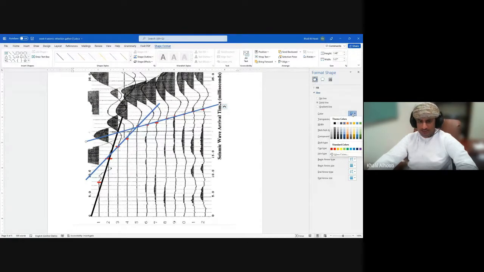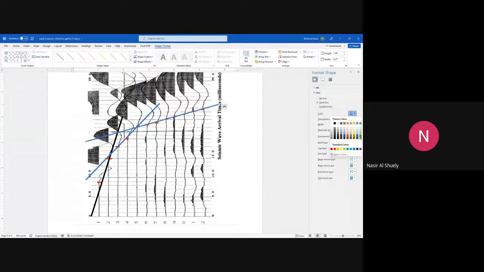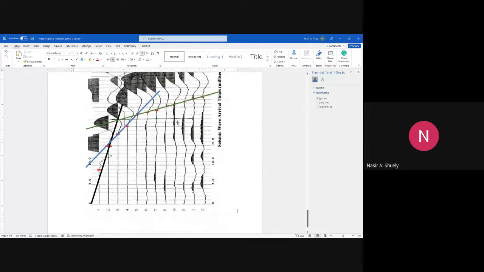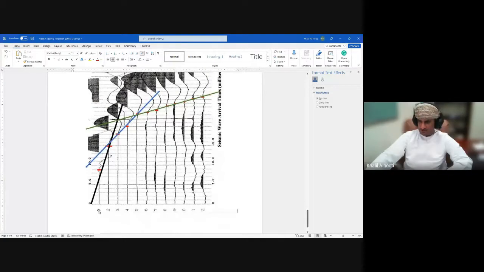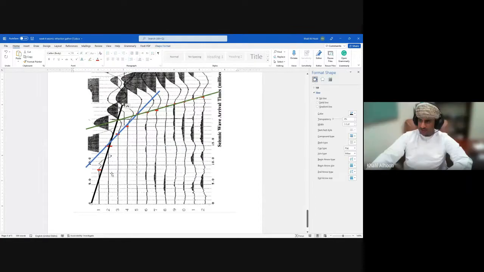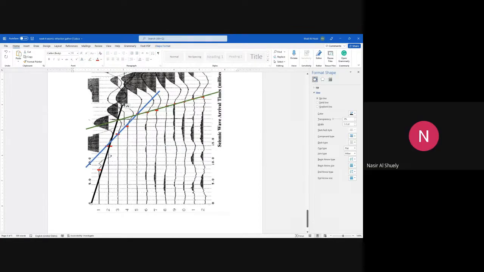Yes, go ahead, Nasser. I have a question here from the graph at the bottom of number one. Yes. When you have a geophone here near the red color. Yes. It should be after, not before the amplitude, black.